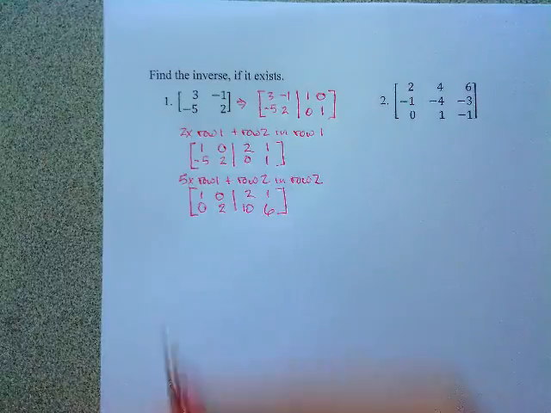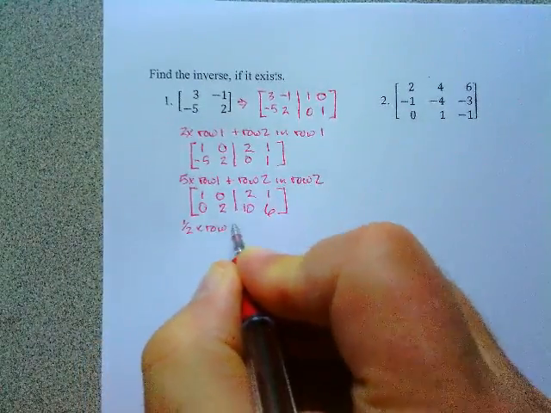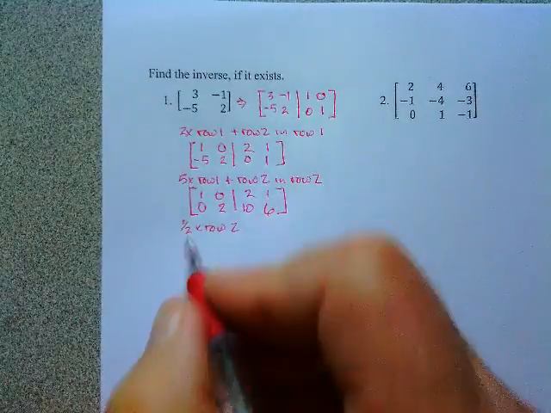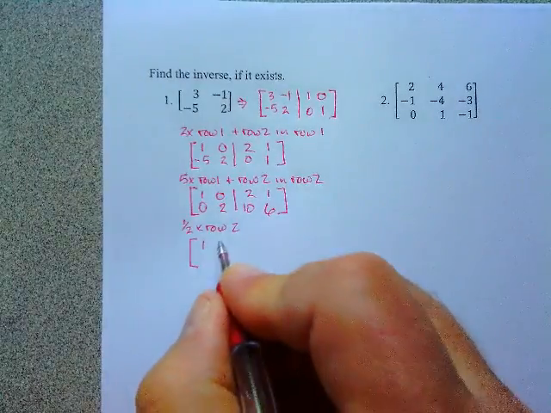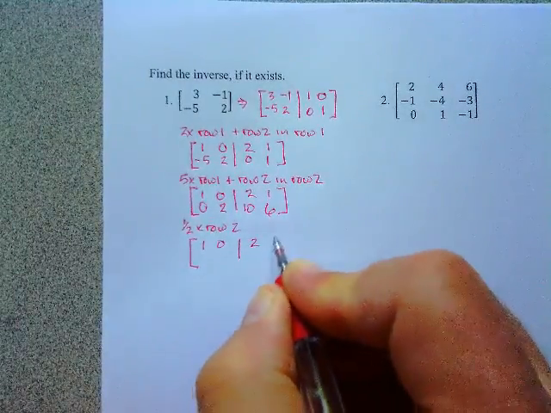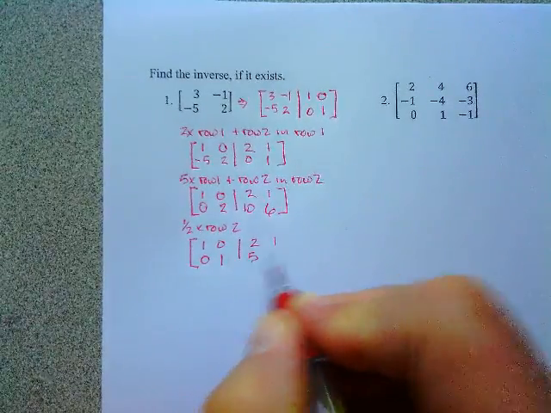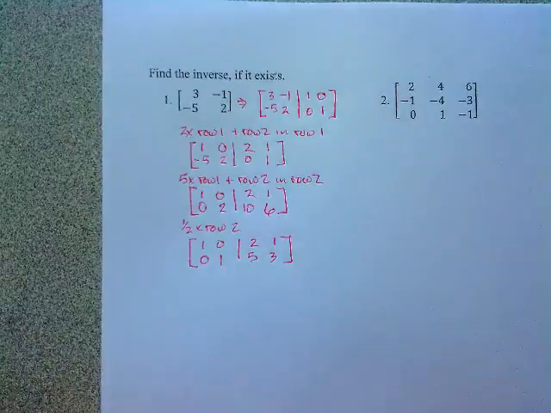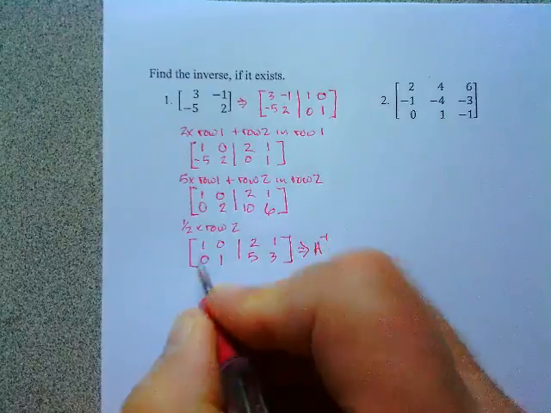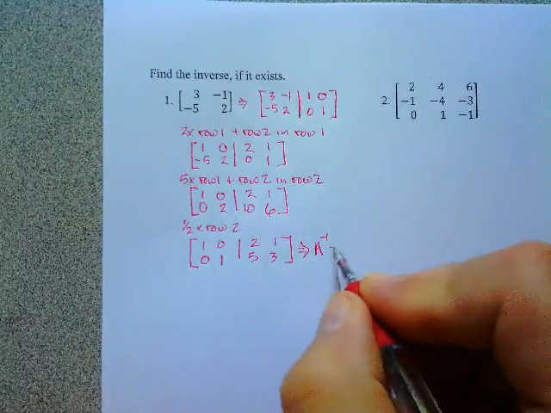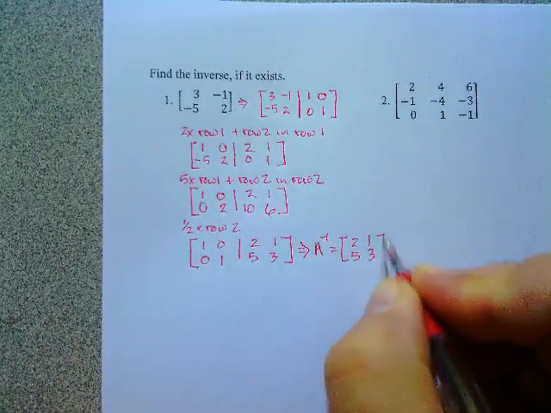We want a 1 here, so we're just going to go 1/2 times row 2 and leave that in row 2. So again, since all we're doing is affecting row 2, row 1 remains the same. And now this one becomes 0, 1, 5, 3. And so that says our inverse, because notice we have 1, 0, 0, 1 here, our inverse should be 2, 5, 1, 3, like that.